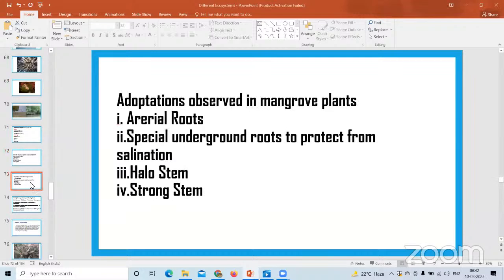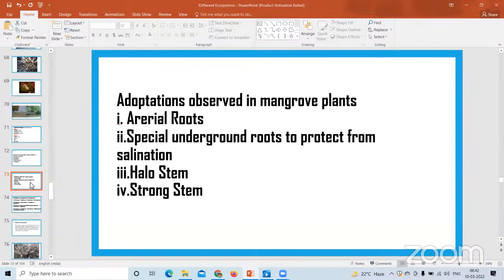Adaptations observed in mangrove plants. What are the adaptations? Adaptation means, children, adjusting to the environment, adjusting to the situations. Actually, mangrove plants have a very different climatic condition there. They have salt water. They have to survive in salt water, and to survive in tidal, high tide waves, they have some adaptations.